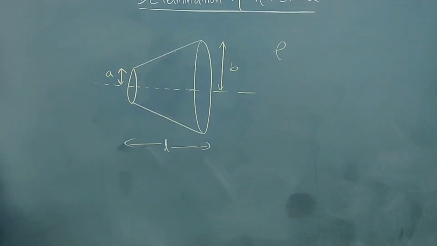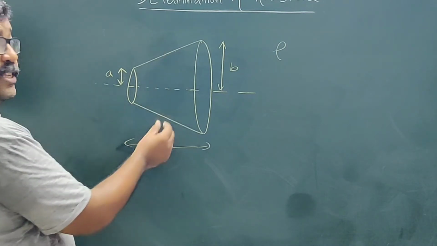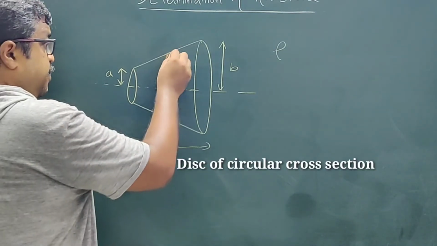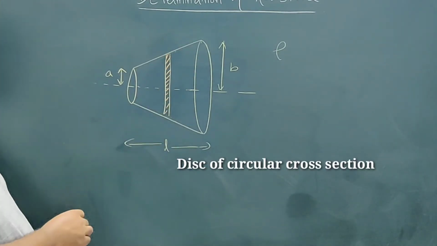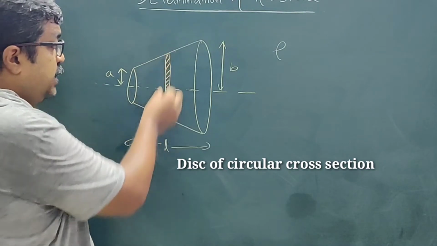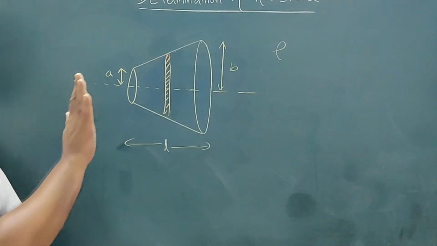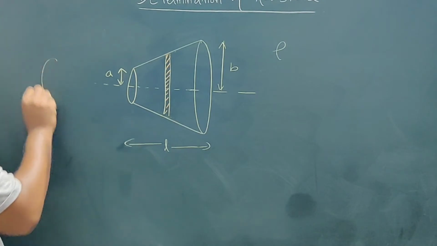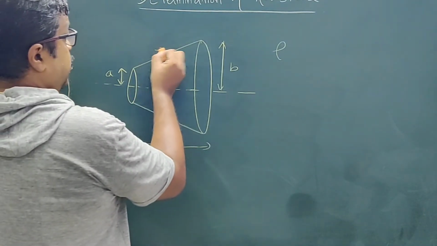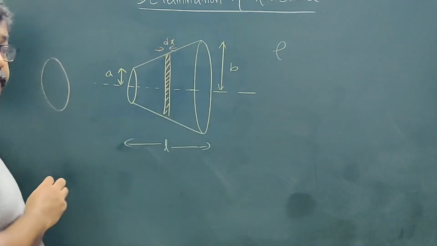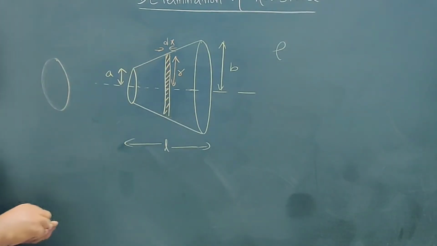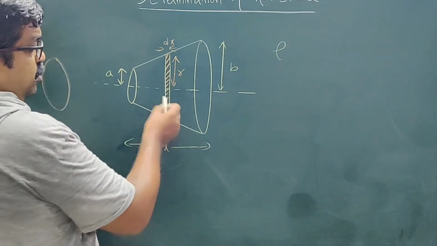Now we will consider one small disc here. This is a disc. I am drawing on the board two parallel lines, but the disc cross-section will be circular. It is of thickness dx, and its radius is r. So this is the differential element, the small element.